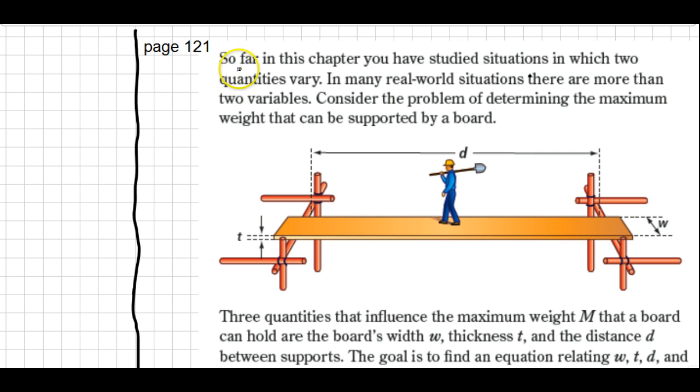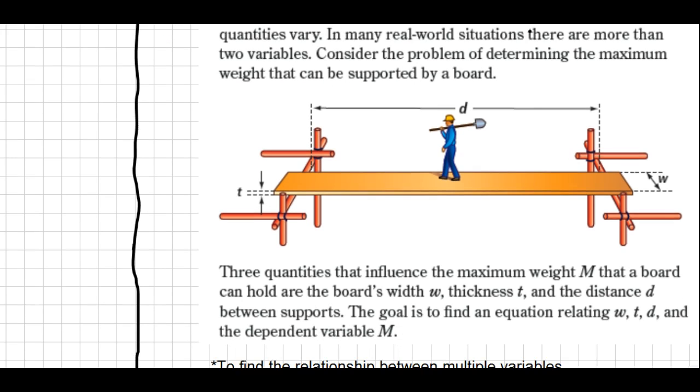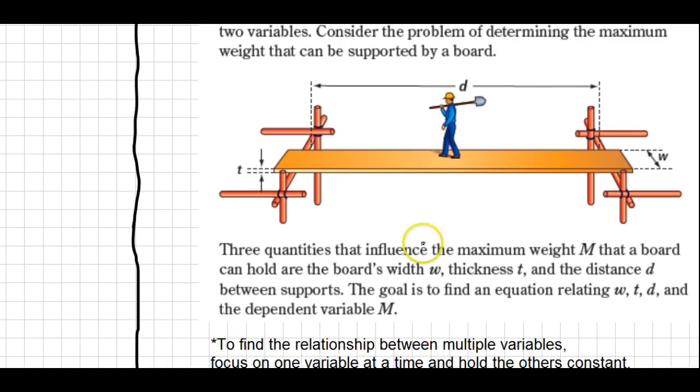So let's read what it says in a real condensed version of what the book says. So far in this chapter, you've studied situations in which two quantities vary. In many real-world situations, there are more than two variables. Consider the problem of determining the maximum weight that can be supported by a board, as pictured here. Three quantities that influence the maximum weight, m, that a board can hold are the board's width, w, pictured here.